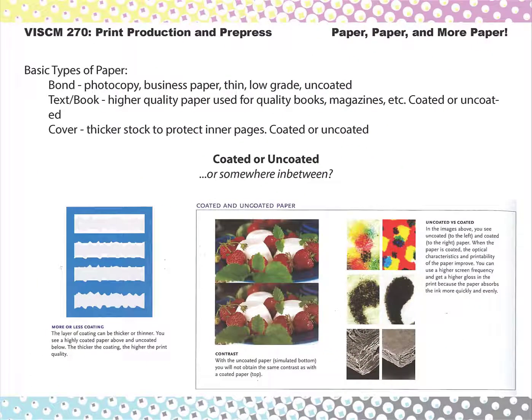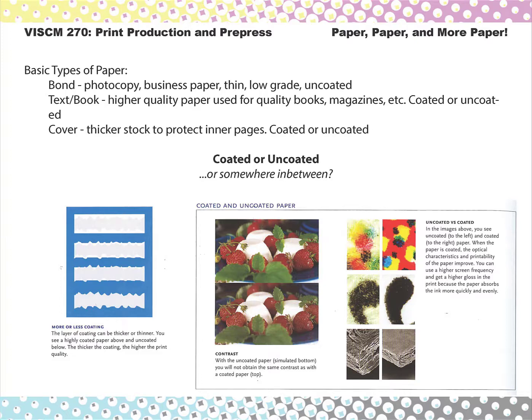So basically, we're going to look at some generic types of paper. This is very generic, but you have bond paper, text paper, which is also called book paper, and then cover papers. These are your basic papers. Bond paper is mainly used for business paper. Your photocopy paper is considered a bond paper.